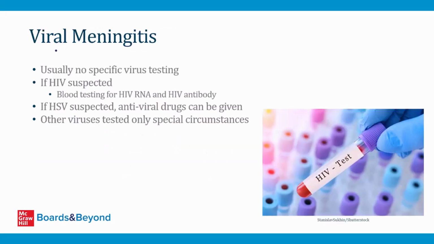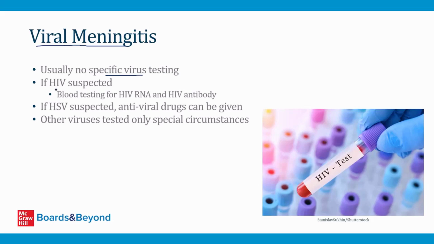So basically, the way that you work up viral meningitis is the patient presents with clinical features of meningitis. At first, you don't know whether it's viral or bacterial, so you do a lumbar puncture. And then the CSF, if it shows findings of viral meningitis, which means mostly lymphocytes, then you usually suspect the patient has viral meningitis. And at that point, usually no specific virus testing is done, except in special circumstances.